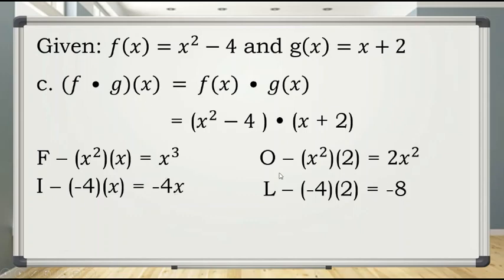Pagsasama-samahin lang natin yan lahat ng product. So, we have the function f multiplied by g of x is x cubed. Ayun, bring down the product for F. The product for O, don't forget the sign. The product for inner, and the product for last. So we have x cubed plus 2x squared minus 4x minus 8.